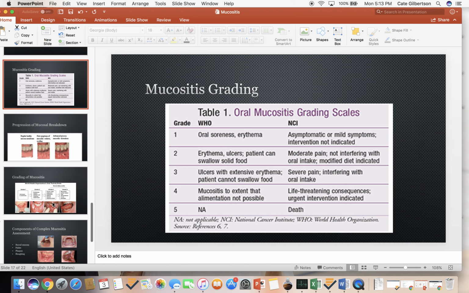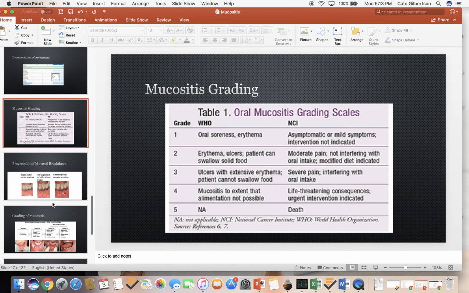So mucositis grading, this is not how we necessarily grade it on our complex mucositis scale, but it is something to take note of and just be aware of. So the World Health Organization assesses mucositis on this oral mucosal grading scale. Grade 1 is just oral soreness and erythema. Grade 2 is when they begin to have ulcers. Grade 3 includes ulcers with extensive erythema and unable to swallow food. Grade 4 is mucositis to the extent that any sort of nutrition or liquid or swallowing food, and even swallowing your saliva is not possible. And then grade 5 is considered death.